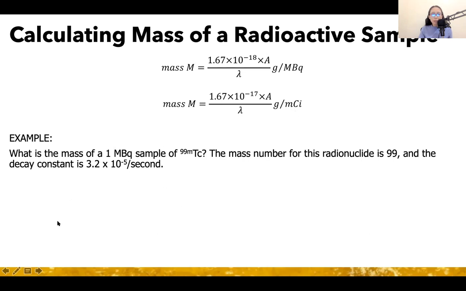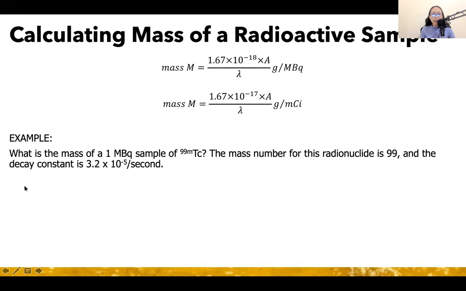So, for example, what is the mass of a 1 megabecquerel sample of metastable technetium-99? So the mass number for this radionuclide is 99. And again, the decay constant is 3.2 times 10 raised to negative 5 per second. So this is fairly straightforward because we are given the mass number and the lambda value. So what you do is you just plug in the values to our formula.